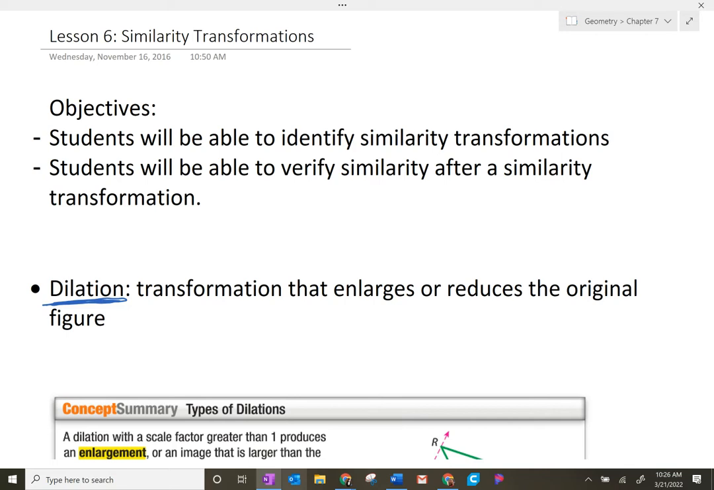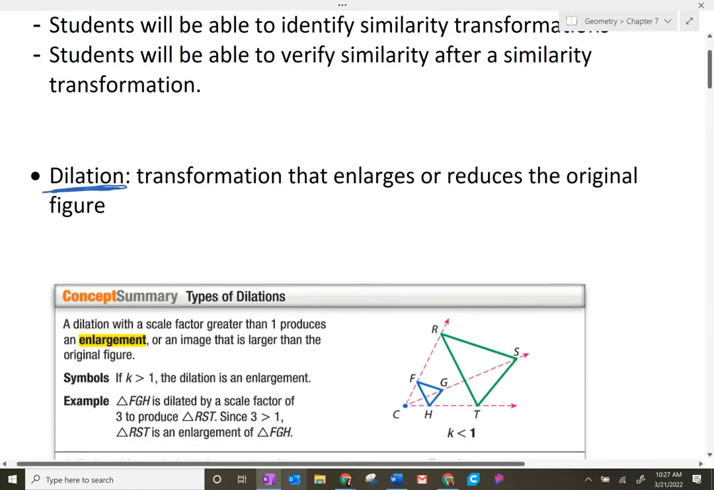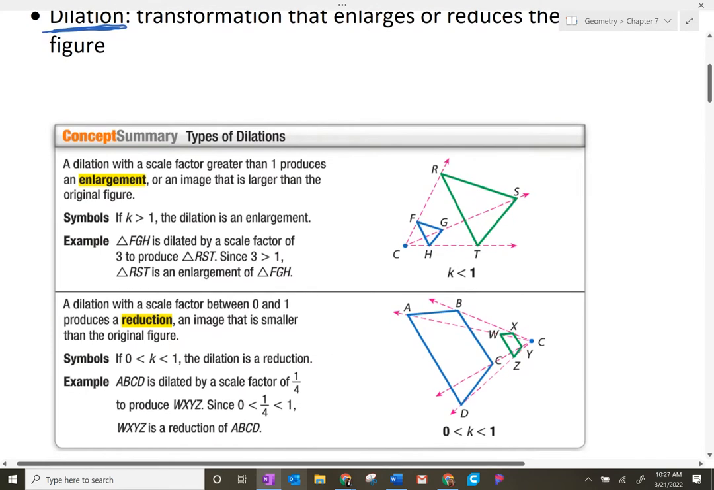So in math class, in geometry, this dilation refers to the transformation that enlarges or reduces the original figure. Is it getting bigger? Is it getting smaller? Okay? So of those dilations, you've got two types, and I'm going to explain what this means right here. The first one is going to be an enlargement.